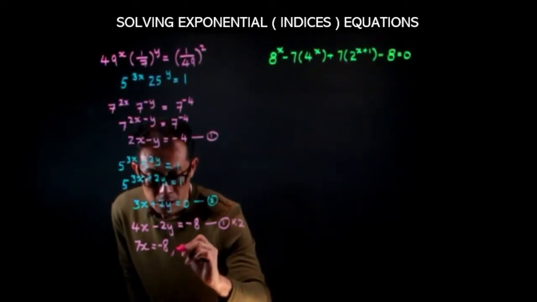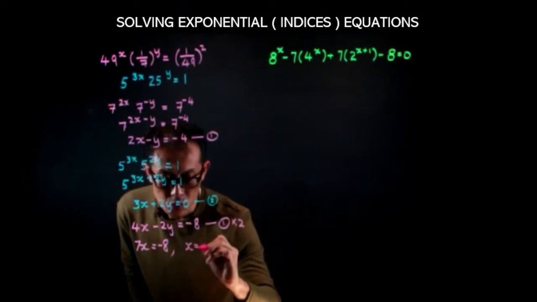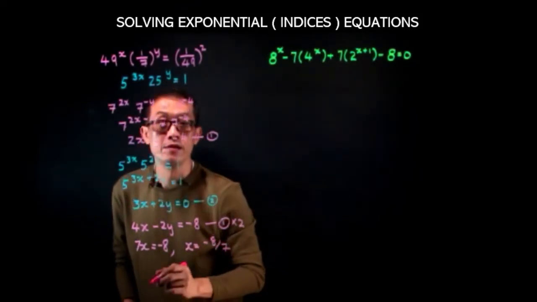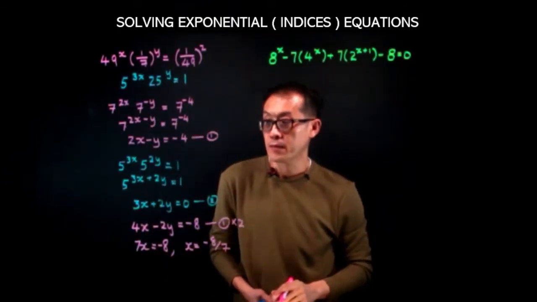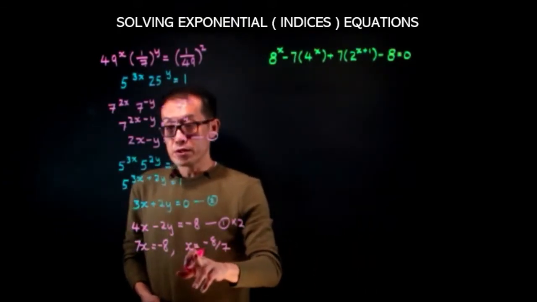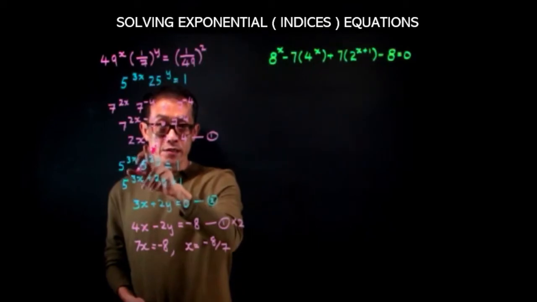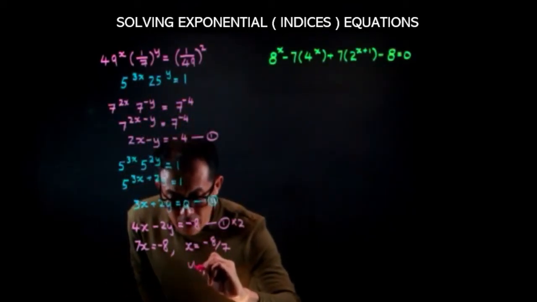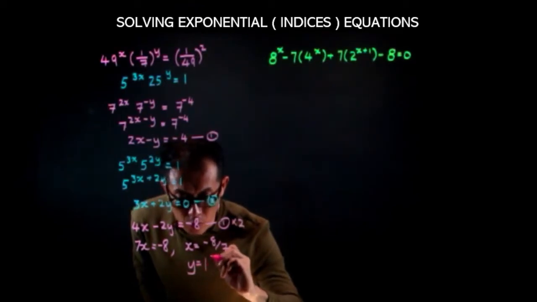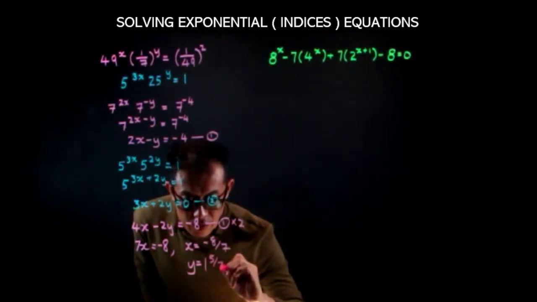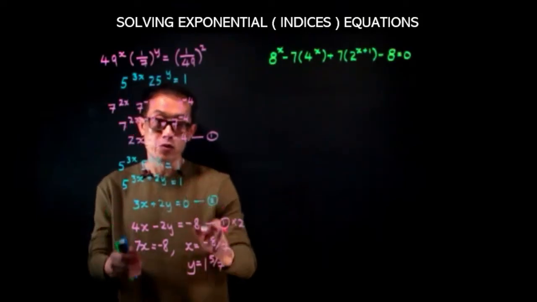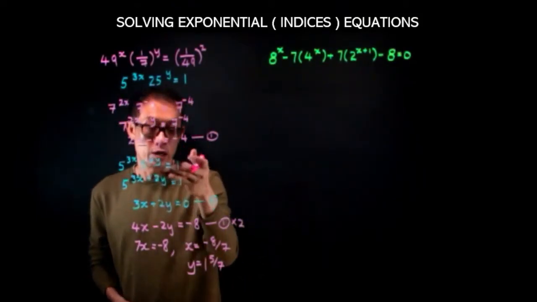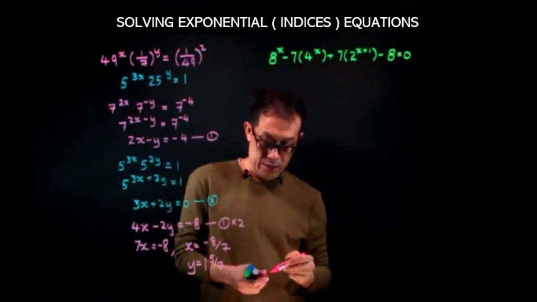So x will be equals to minus 8 over 7. Okay. Now you can substitute x into this equation and you will find that y is equals to 1 over 5 out of 7. Now I leave that to you, okay? You just substitute and you work out the value of y.